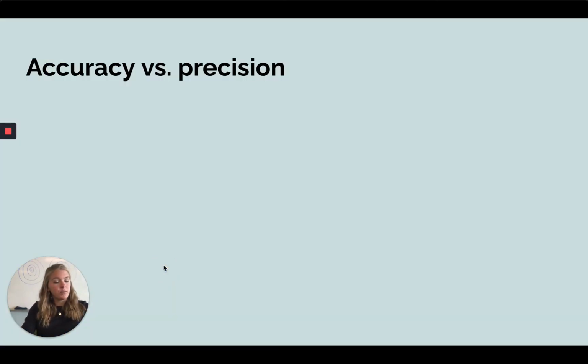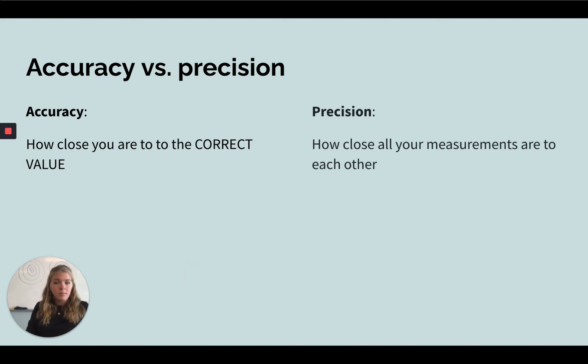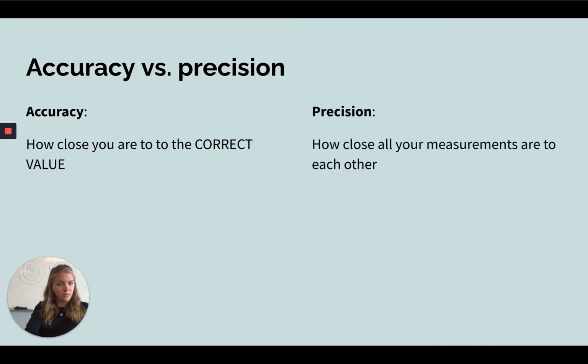So, accuracy and precision. Accuracy is how close you are to the correct value. So, what is the correct value and are you close to it? If so, you're accurate. Whereas precision is how close all your measurements are to each other. So, are your measurements close to one another, yes or no? And if they are, it is precise. And if they're really far apart, it's not precise.